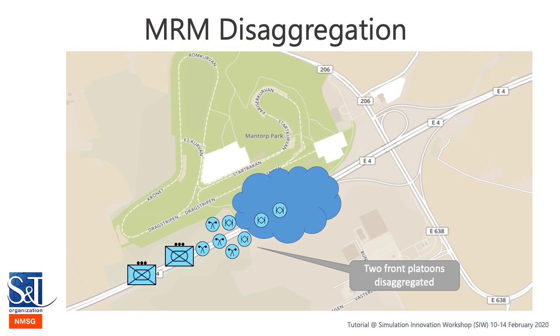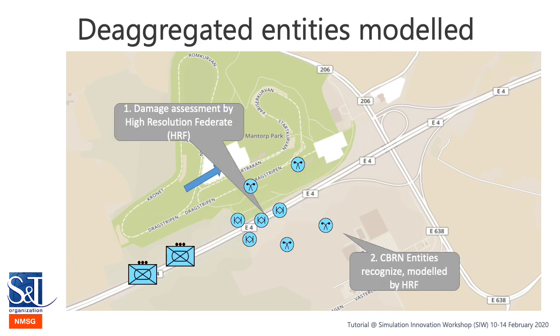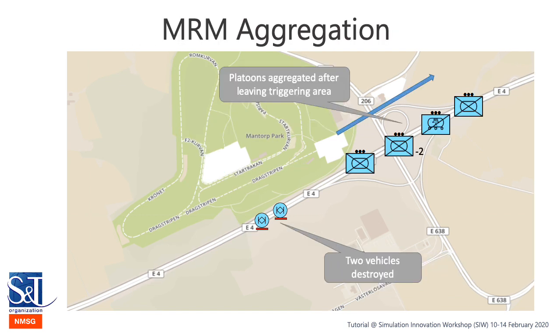The two front platoons are deaggregated based on this pattern. We move the responsibility using the TMR pattern to a higher resolution federate that models the effect of the IED on those entities on the lower level. So for instance, in this case, 2 vehicles are destroyed. And then we re-aggregate, and we are maintaining states so that the aggregate unit will know which of the 2 units have been destroyed. The count here is reduced by 2. So we are managing all of those interactions and transactions that need to take place in order to deaggregate and then re-aggregate the different units.